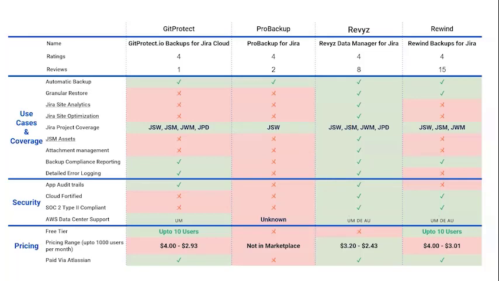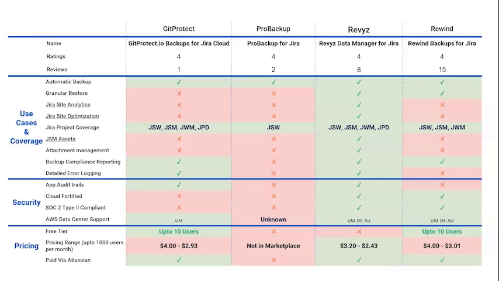Free tier. The free tier is available in Git Protect for 10 users. It's not there in Pro Backup. And again, Revise is also not having a free tier, but Rewind is providing a free tier for up to 10 users.